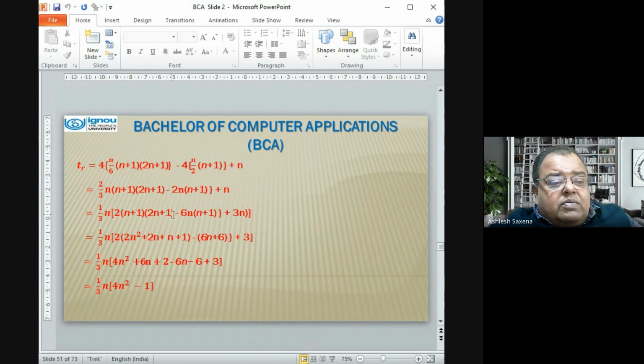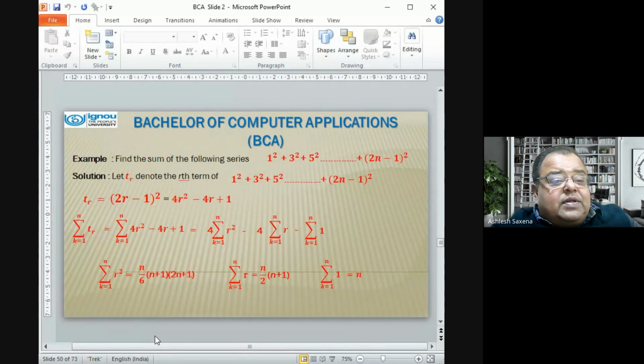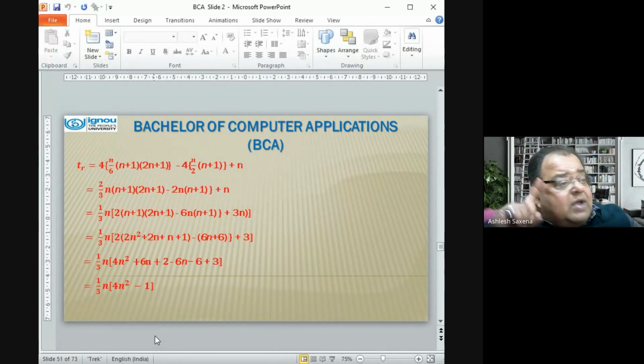Okay, now open it up. This is n plus 1 into 2n plus 1, so this will come out to be 2n square plus 2n plus n plus 1, minus, multiplying n plus 1 by 6, 6n plus 6, plus 3. And you have taken common 1 by 3 n. Simplify it, cancel whatever is getting cancelled, and you will be left with 1 by 3 into n into 4n square minus 1. This is the summation of 1 square plus 3 square plus 5 square, up to 2n minus 1 whole square.